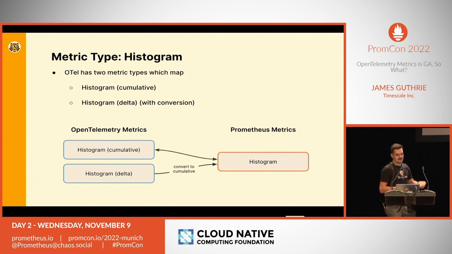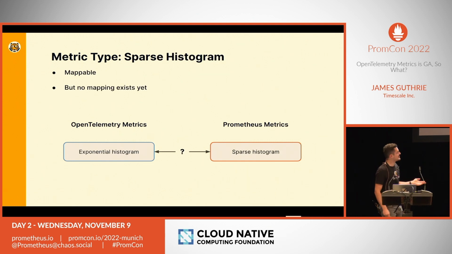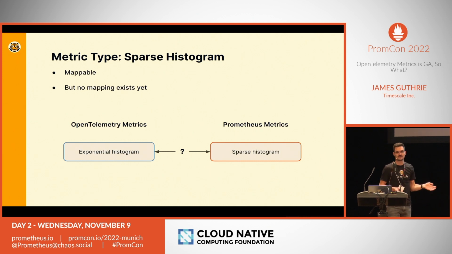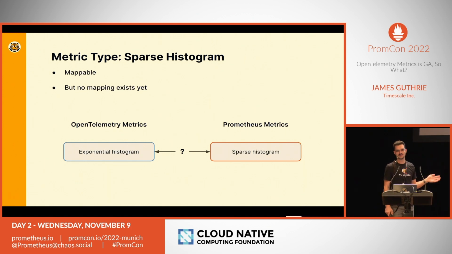Then histogram also has delta and cumulative, which can be mapped as well. Summary, I think, basically exists in OpenTelemetry Metrics for compatibility with Prometheus, so that also has a mapping. Sparse histogram maps to exponential histogram. I mean, it can be mapped, but the sparse histogram or native histogram is so new that there's no actual mapping yet. But I'm assuming that people are going to be working on this soon.